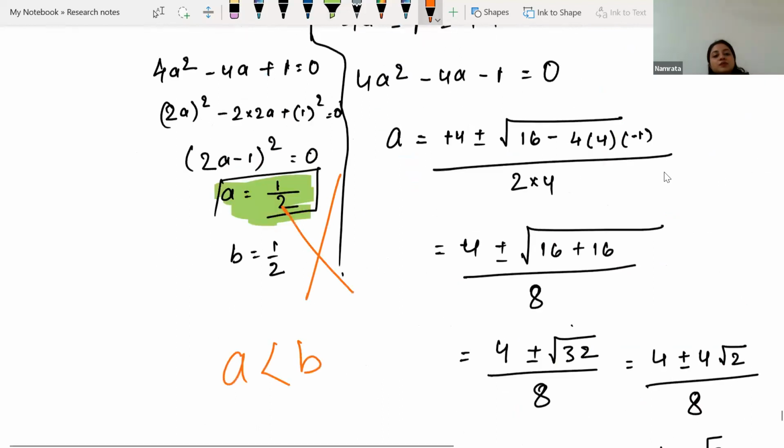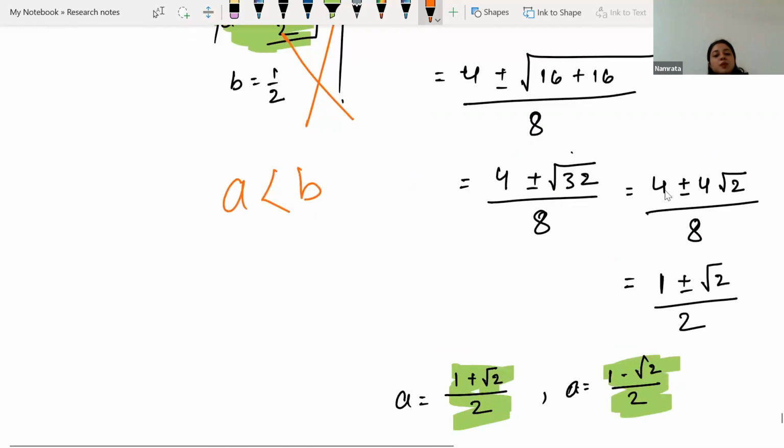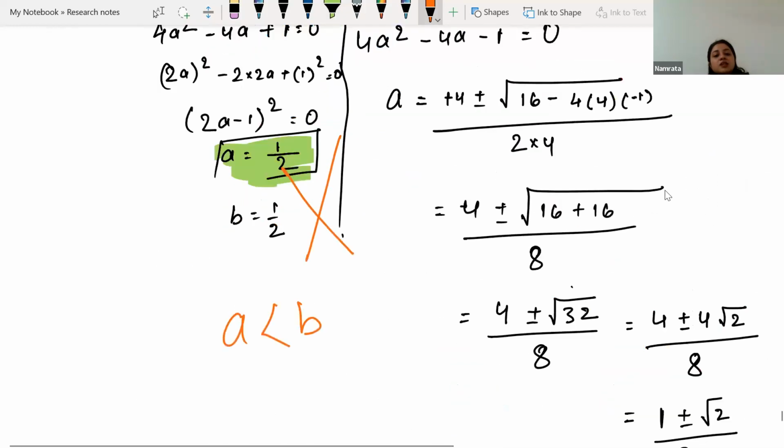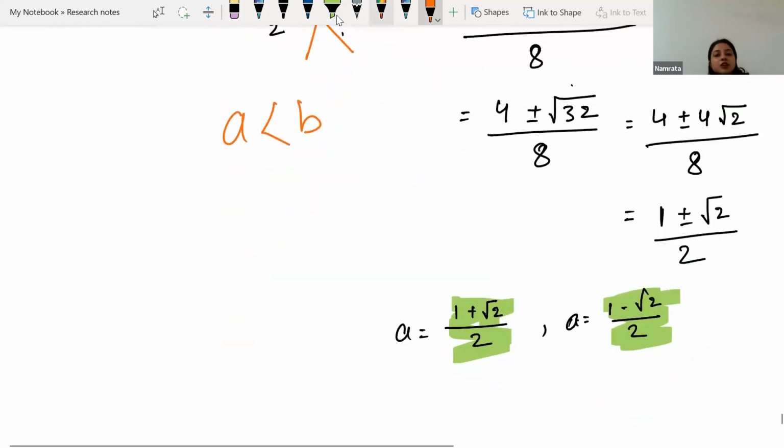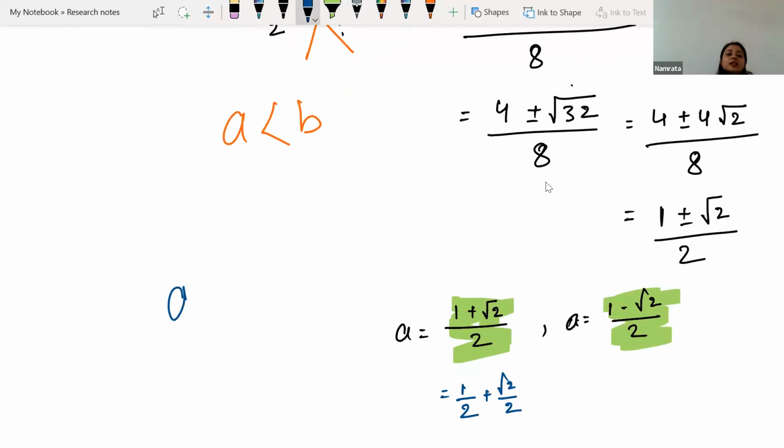What about the other two? The other two, 1 plus root 2 by 2. Okay, 1 plus root 2 by 2. If you will look at it carefully, can I separate it with 1 by 2 plus root 2 by 2? Yes, ma'am. Again, it's not smaller than b. So that, right? Right, Lina? Yes, ma'am. This is also we will reject.